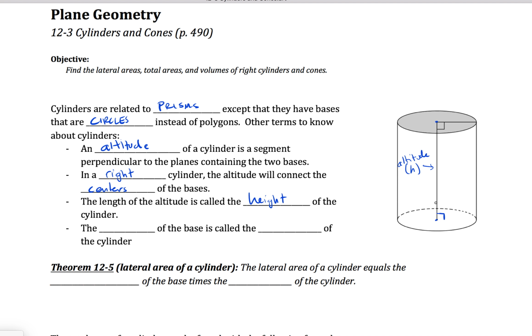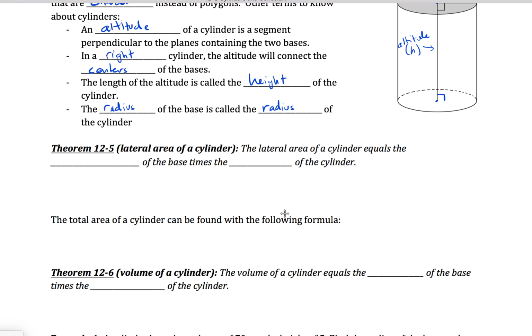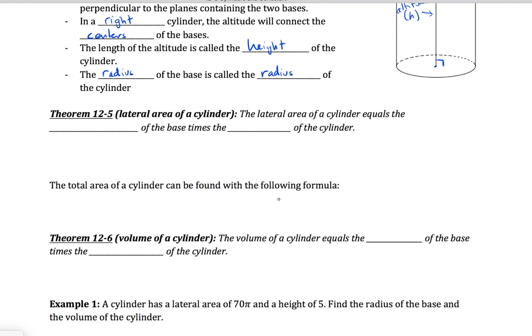One last term you need to know for a cylinder is the radius of the cylinder. And the radius of the cylinder is basically just the radius of the bases. So each base is a circle. It has a radius, of course. That radius of the base is also what we mean when we talk about the radius of a cylinder. And those two measurements, the radius of the cylinder and the height of the cylinder, are all you need in order to find the lateral area, total area, and volume. So let's take a look at those formulas that are going to give that information to us.